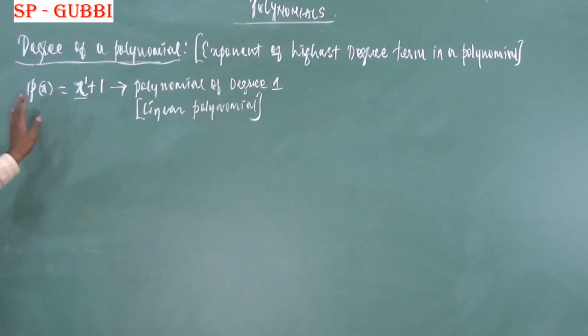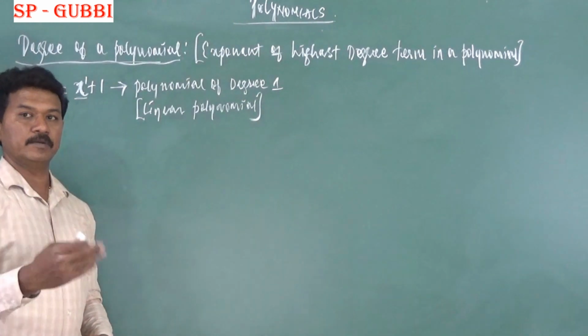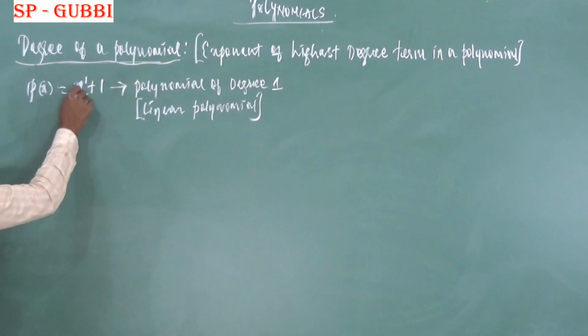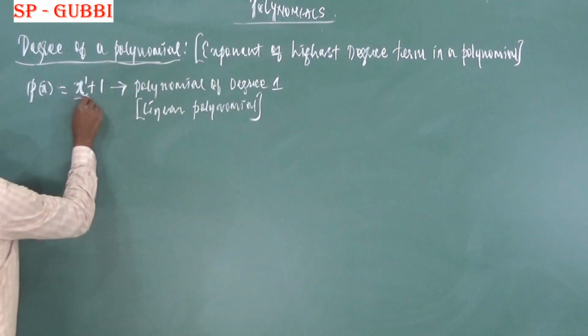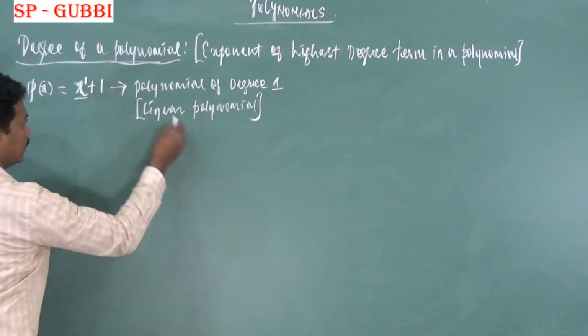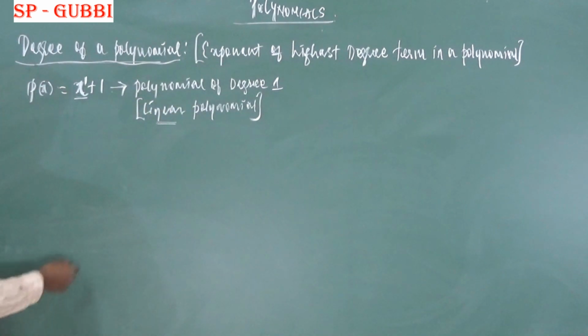So here, what is the degree of a polynomial? The highest value of the variable involved in the polynomial will be called the degree of the polynomial. So p of x is x plus 1. So the polynomial has degree 1 because the variable x has 1 as the power, therefore it's degree 1. So if a polynomial has degree 1, then it is called a linear polynomial.